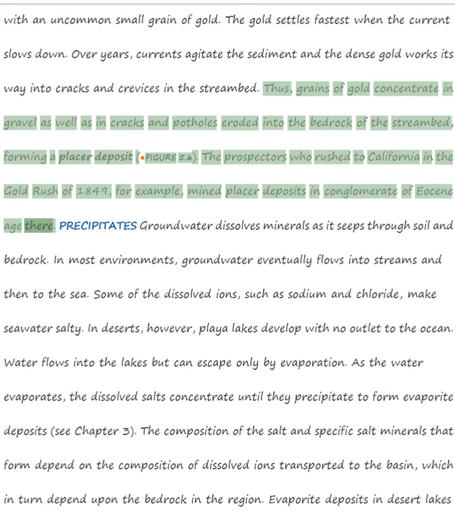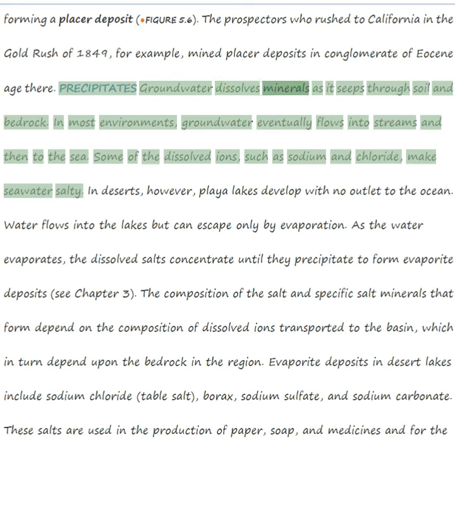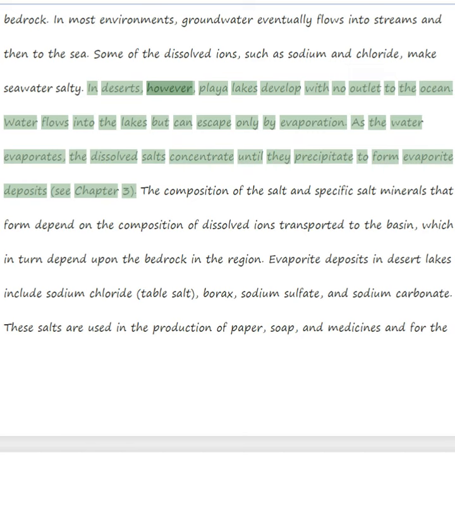Eocene age there. Precipitates: groundwater dissolves minerals as it seeps through soil and bedrock. In most environments, groundwater eventually flows into streams and then to the sea. Some of the dissolved ions, such as sodium and chloride, make seawater salty. In deserts, however, playa lakes develop with no outlet to the ocean. Water flows into the lakes but can escape only by evaporation. As the water evaporates, the dissolved salts concentrate until they precipitate to form evaporite deposits.